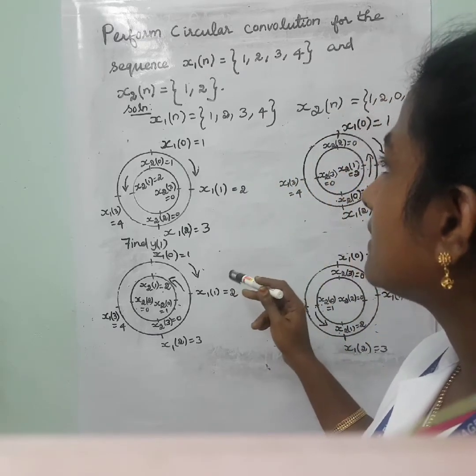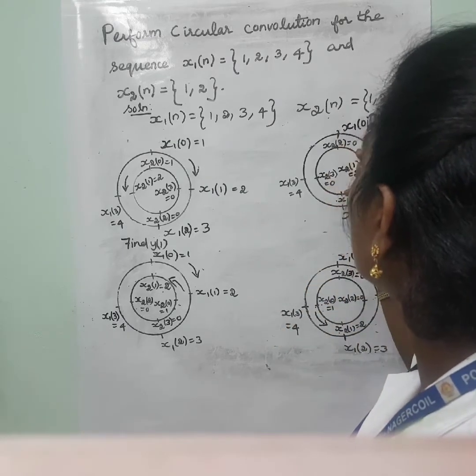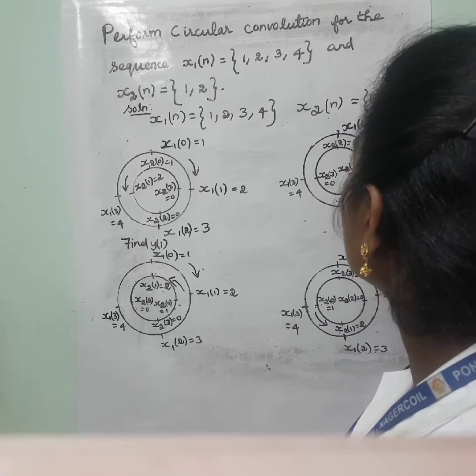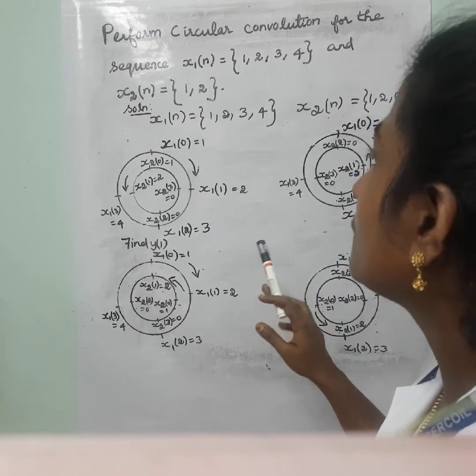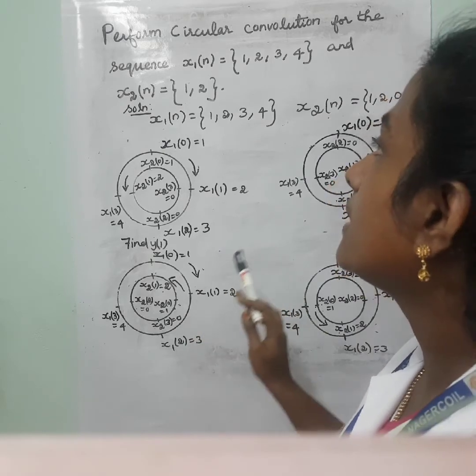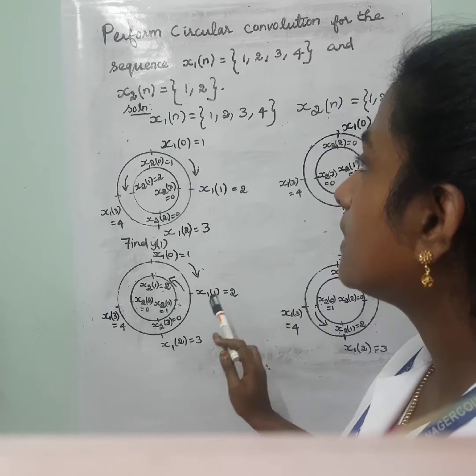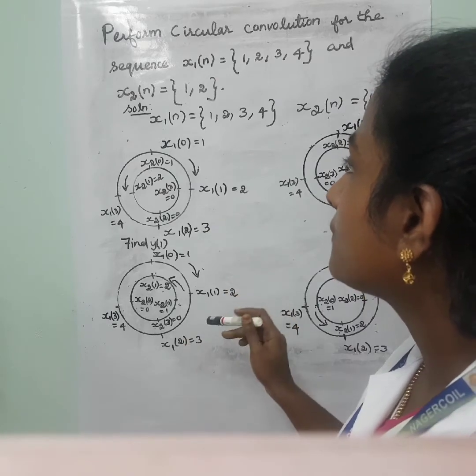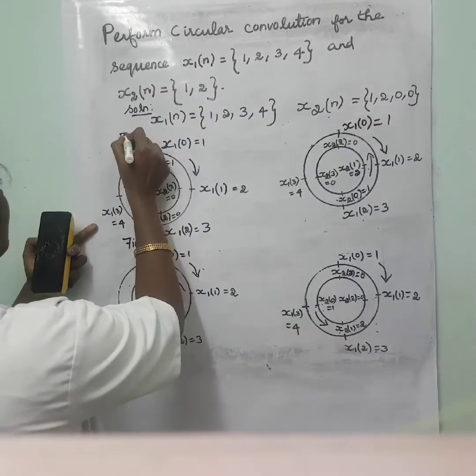In order to make the sequence length equal, we add zeros to the sequence x2 of n. So x2 of n is equal to 1, 2, 0, 0. Here we have to find y of n. In order to find y of n, we have to find y of 0, y of 1, y of 2, y of 3. First we can find y of 0.